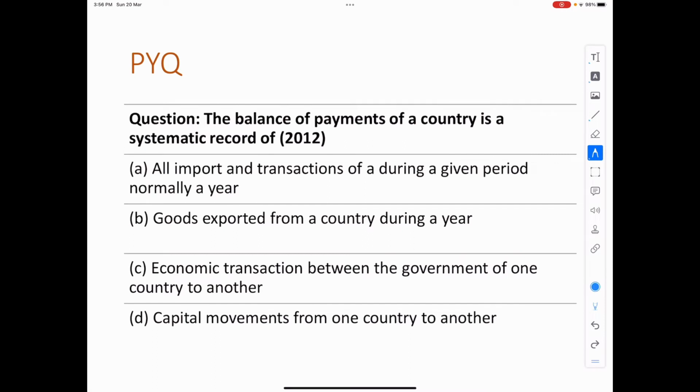Starting with a question that was asked in 2012. The balance of payment of a country is a systematic record of what?